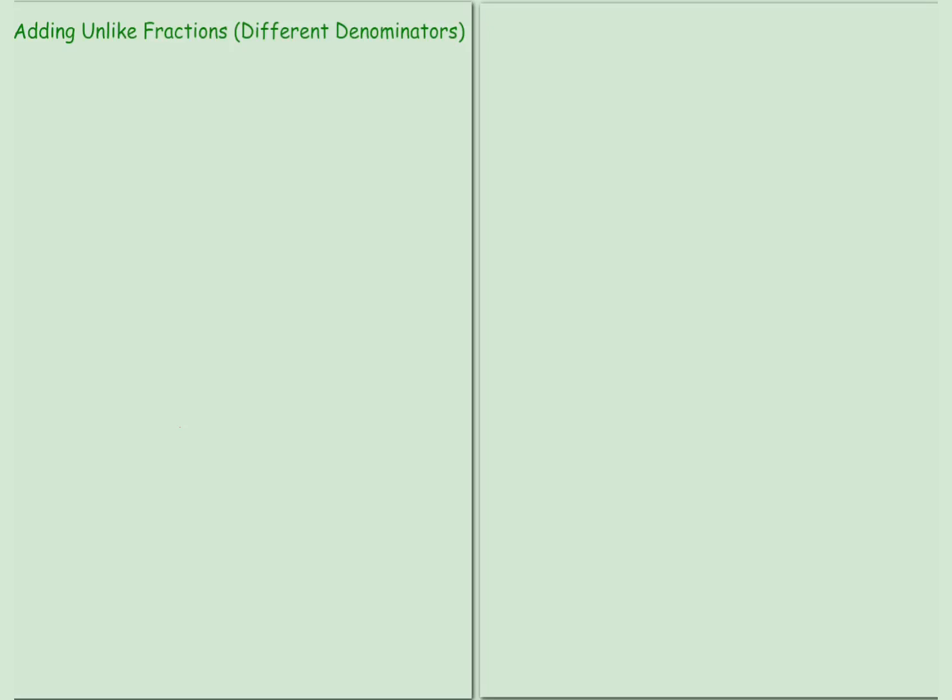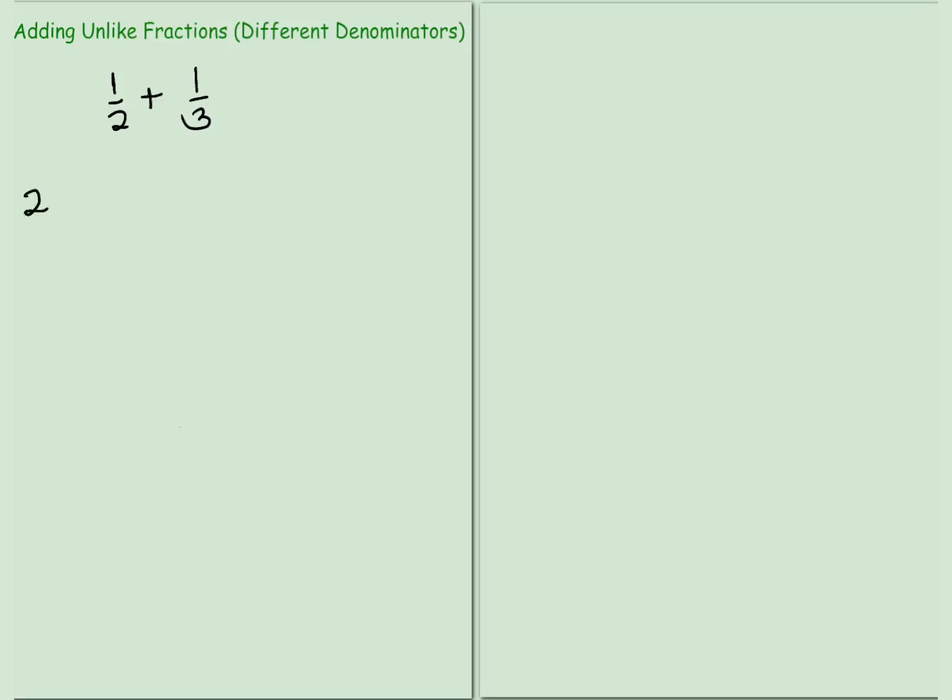So if we have an example such as 1 over 2 adding to 1 over 3, as you can see, the denominators are different. So we need to make sure they are the same. For this first example, I'll explain to you what the LCM means, and then I'll assume you already know how to do it from our previous lessons.